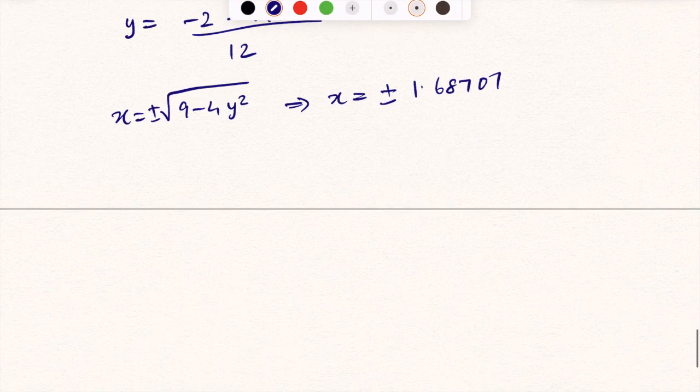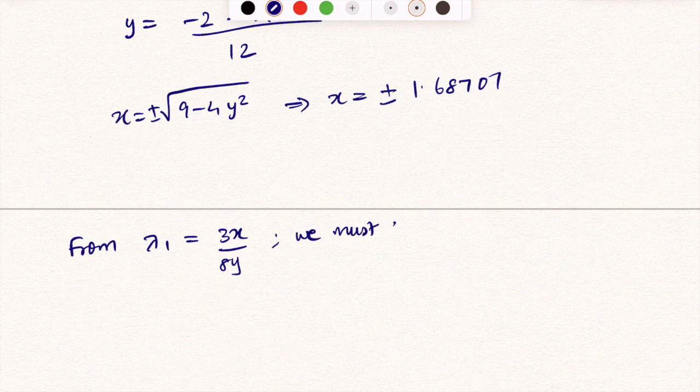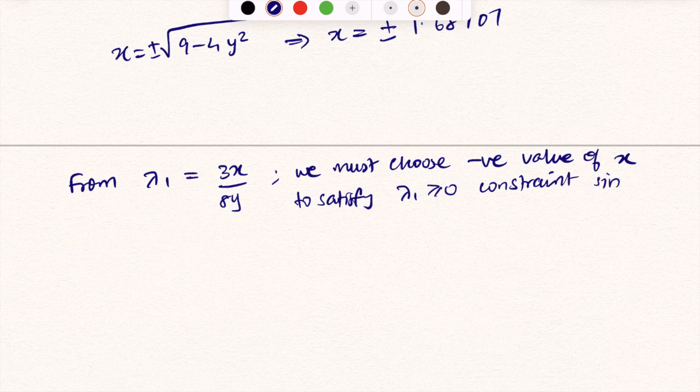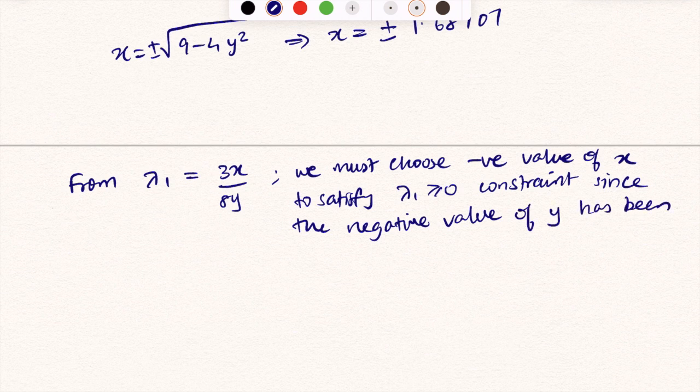Let's formalize that. From lambda 1 equals 3x divided by 8y, we must choose a negative value of x to satisfy the lambda 1 greater than or equal to 0 constraint, since the negative value of y has been chosen. Again, as we go through this question, we're solving these cases.